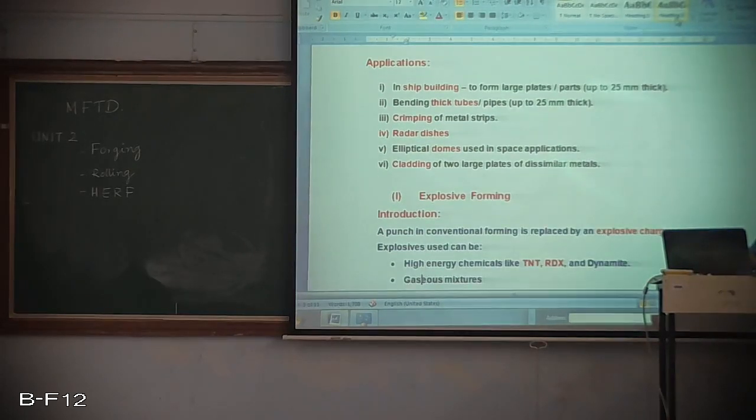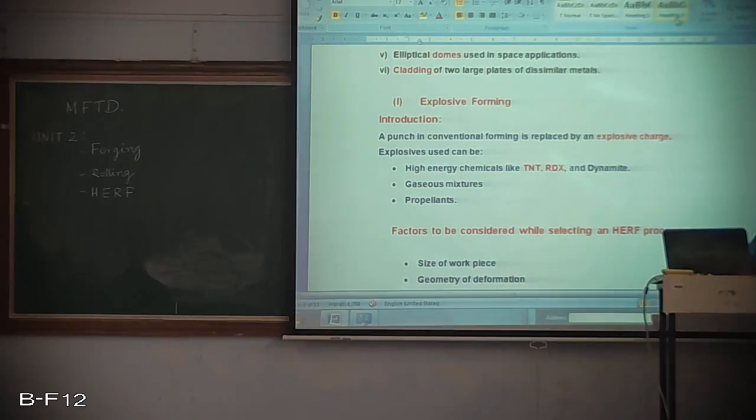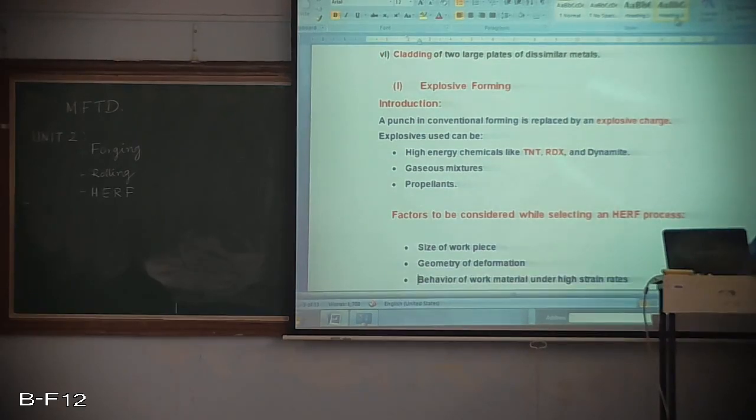Okay, so far we have covered the basic features of HARF processes, the advantages of all the HARF processes in general, limitations of HARF processes, and also applications. With that, we can go for the first process on HARF principles, which is called explosive forming.